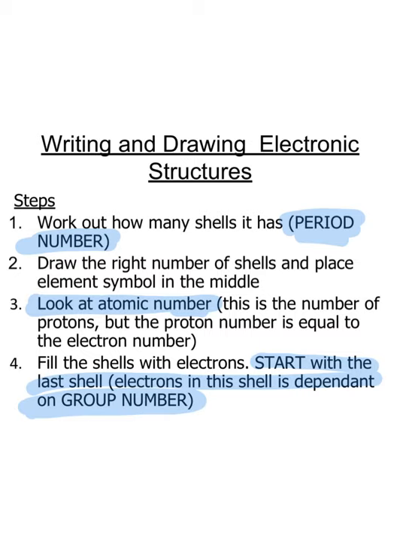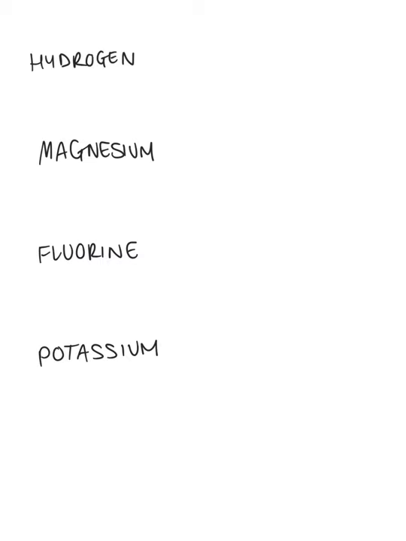Again, that's something you get from your periodic table, which is why it's really important that you have it in front of you. Now, there are lots of different ways you can do electronic structures. I personally start with the outer shell and work my way in, and I'll show you both ways. You can also start at the inner shell and work your way out. Okay, so let's look at some examples then.